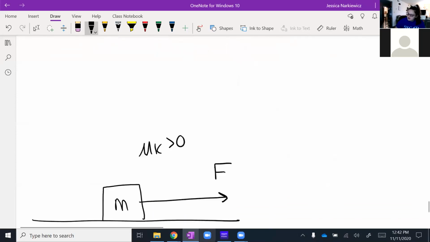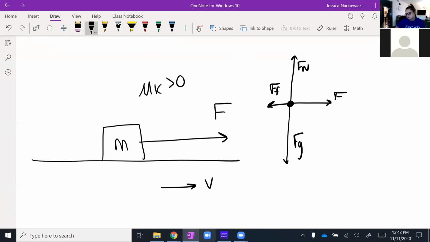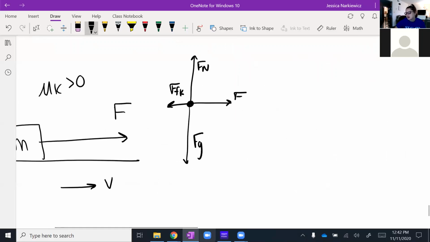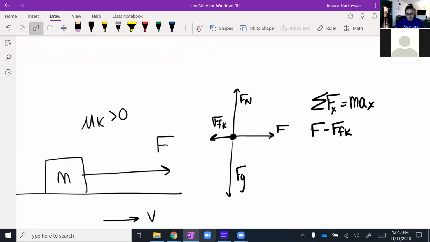All right, then another example would be pretty much the same thing, but now our box is moving to the right. Again, that really doesn't affect much of our free body diagram. What that direction of motion is actually going to change is the direction of friction. So if our box is sliding to the right, then friction acts to the left. So now our net force equation isn't the two forces added together, it's the two forces subtracted.